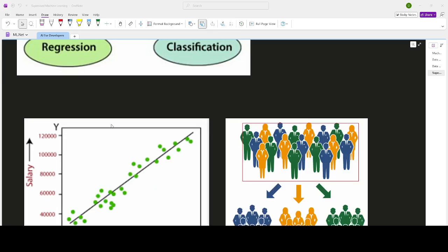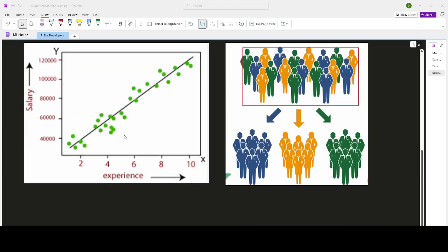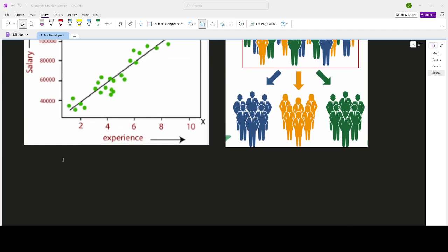As shown here, there are two major families of supervised machine learning, regression and classification. In regression, we have independent variable x and dependent variable y, and you can see some of the data points over here are near the regression line. So the overall objective of regression is to find the best fit regression line that we can achieve using a mathematical formula.